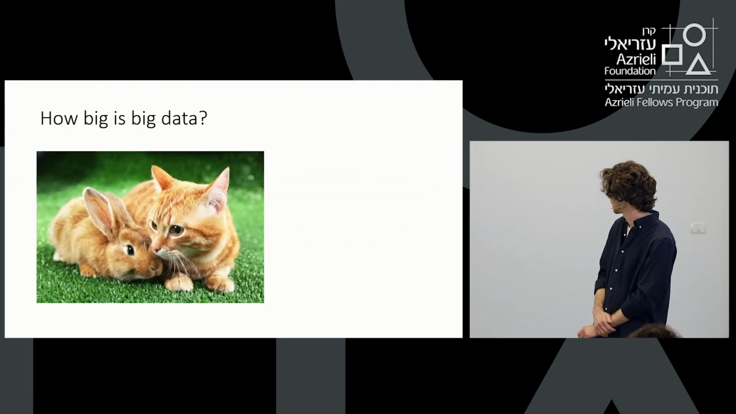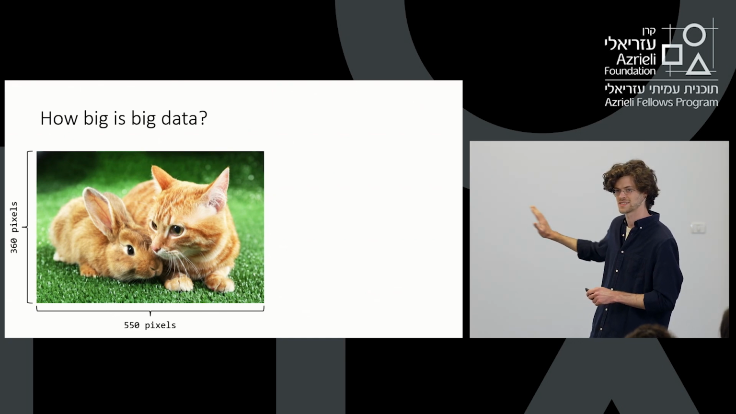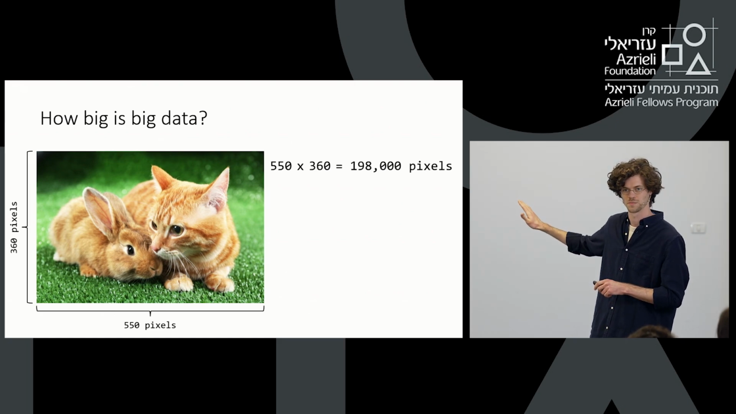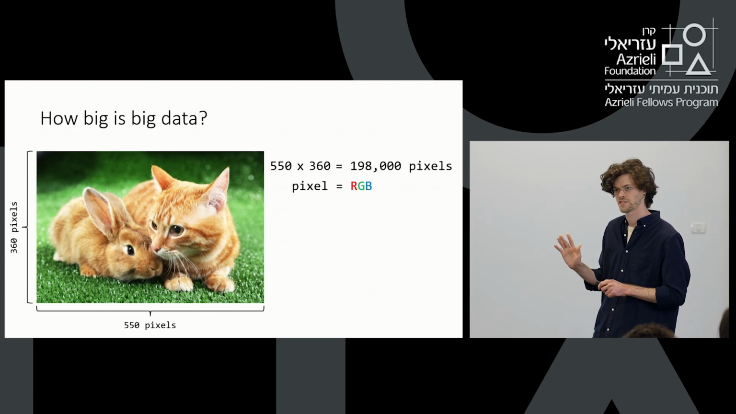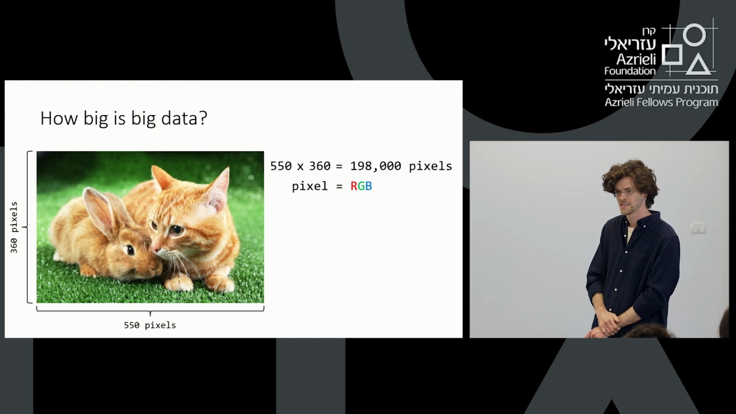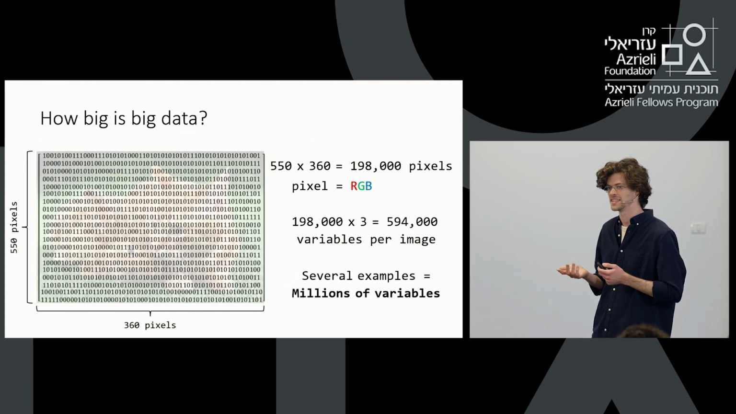So let's go back to that cube picture from before. This specific picture has 360 pixels by 550. That means that this picture alone already consists of nearly 200,000 pixels. And each pixel is typically represented on a computer by 3 channels, its red, green, and blue values. That means that this one picture already consists of more than 500,000 pieces of little information. So if we want to go over several examples, we already need to go over millions of variables.